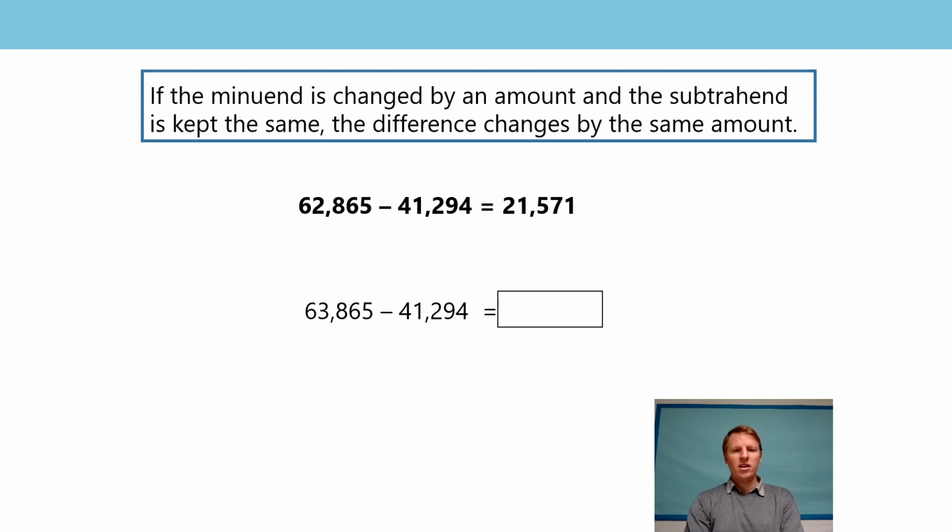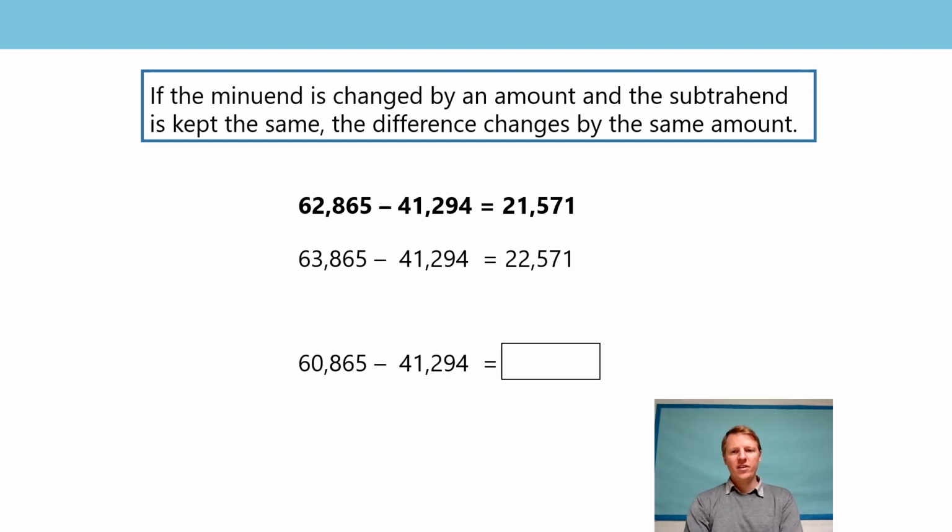We said our subtrahend has stayed the same. So what will happen to our difference? It will change by the same amount. I can see that in our generalization. So that will also increase by 1,000. So let's think. Will our ones column change? No, that will stay as a 1. Our tens, our hundreds, they'll both stay the same. Our thousands column will increase by 1,000. So the digit 1 will become the digit 2. So our difference is 22,571.